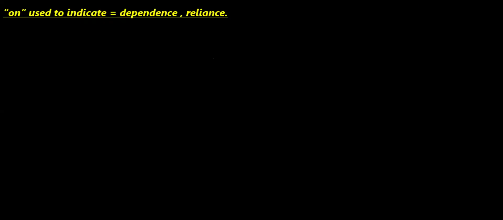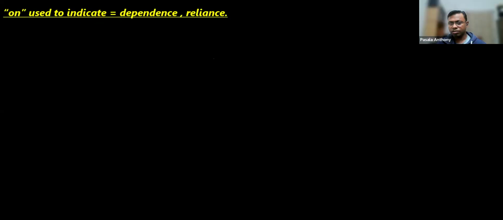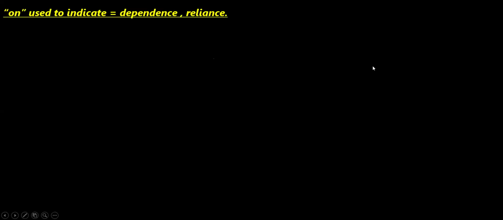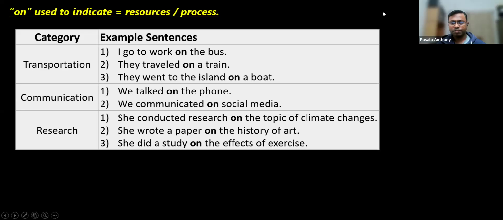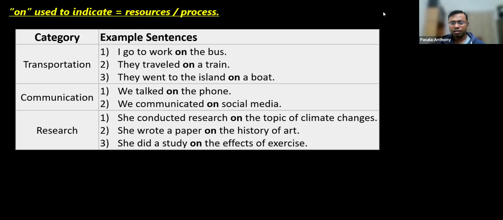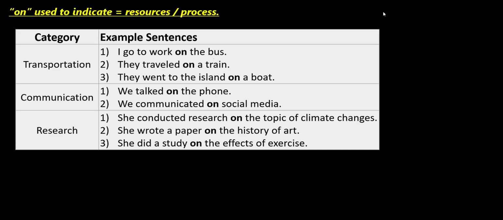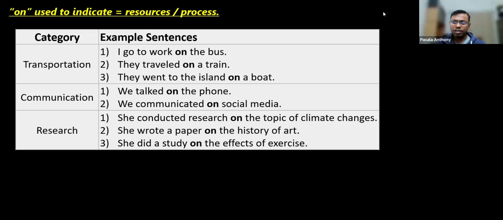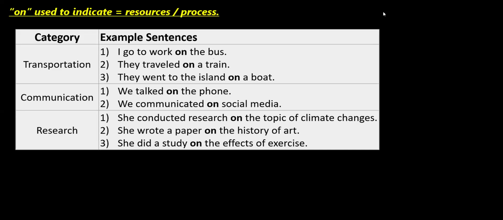Sir, I have one doubt, sir. Yes. Who's this? Sir, please go previous slide, sir. Yeah, yeah. They travel on a train. They travel in a train. They travel by a train. Which one is correct, sir? See, like the question, based on the question. Okay, sir. I think they travel on a train.